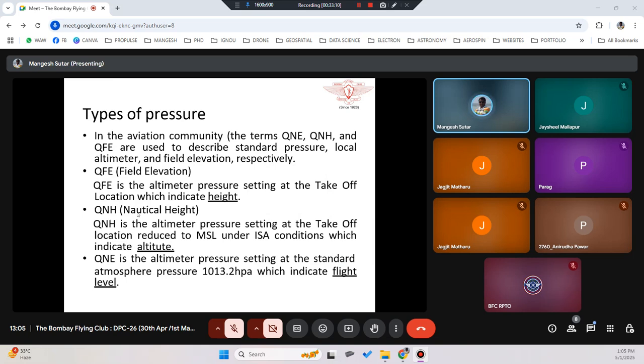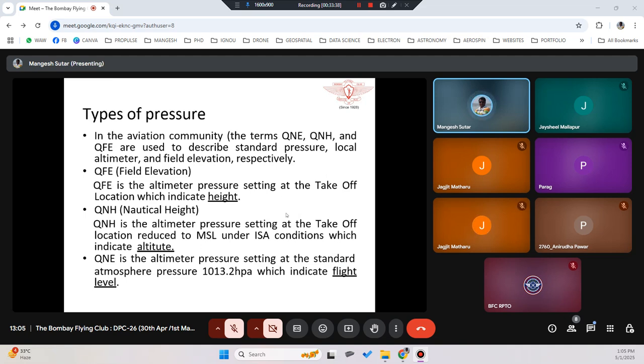Okay, QNH is nothing but nautical height. QNH is an altimeter pressure setting at the takeoff location reduced to MSL under the ISA condition, which indicates altitude. Because QNH is nothing but QFE plus the altitude. Now, what altitude did we see for Mumbai? The Mumbai airport altitude we saw in the METAR, 8. So QFE plus 8.